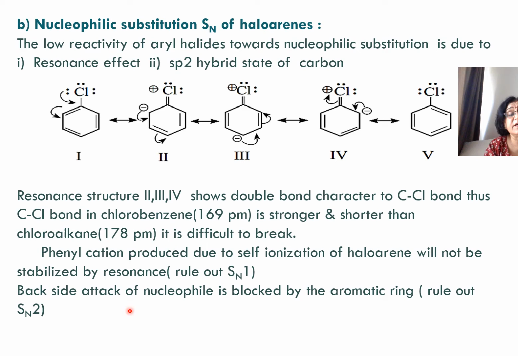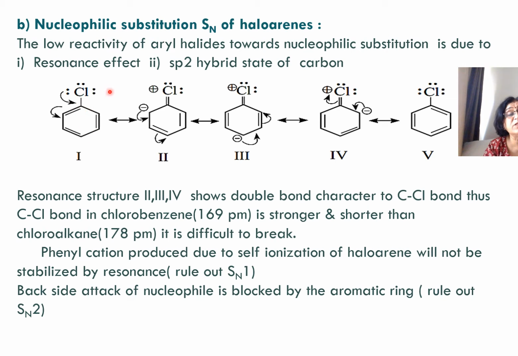Then backside attack of nucleophile. Now, secondly, when the bond is going to be formed, it can be formed by the backside attack of the nucleophile as it happens in the SN2. But when the nucleophile approaches from the backside, there is an aromatic ring here where there are pi electrons. And nucleophile also carries negative charge, so there will be repulsion. So, backside attack is also not possible. So, SN2 reaction is also not possible.